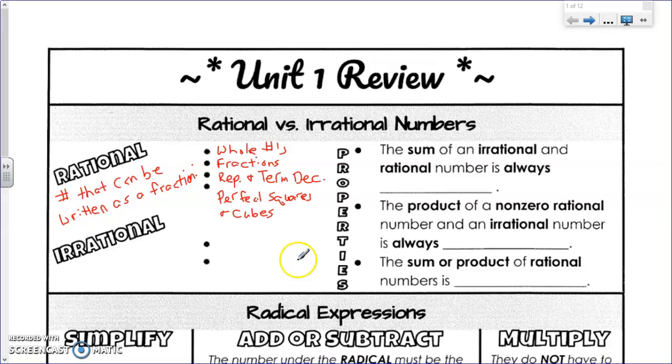And then what's not: non-terminating, non-repeating decimals, and then non-perfect squares or cubes.